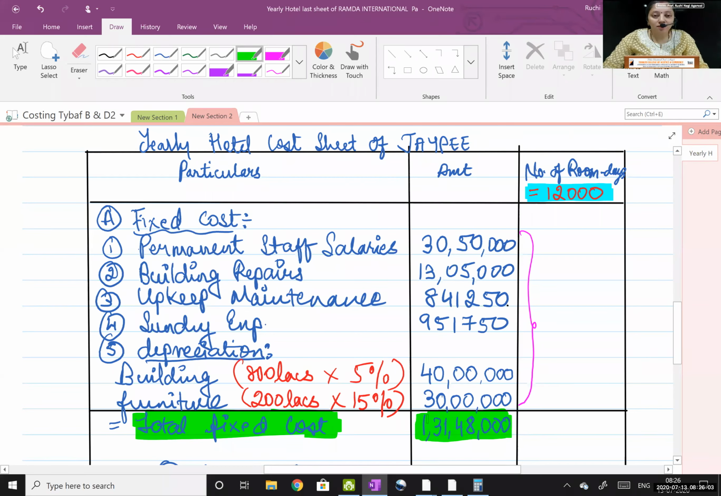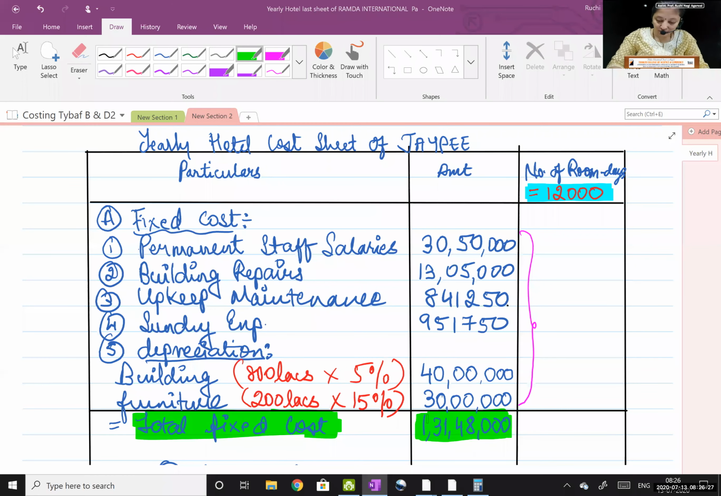Is it clear till here? Acknowledge it in the chat box. Is it clear? Then I'll move further with calculation of variable cost. Okay, great. Thanks for acknowledging.